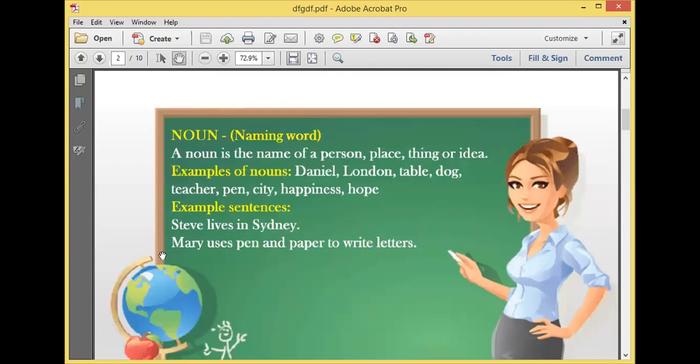Example in a sentence, for example, the sentence, Steve lives in Sydney. So where are the nouns in this sentence? Sydney and Steve, right? Mary uses pen and paper to write letters. Where are the nouns in the sentence? Mary, pen, paper, letters.